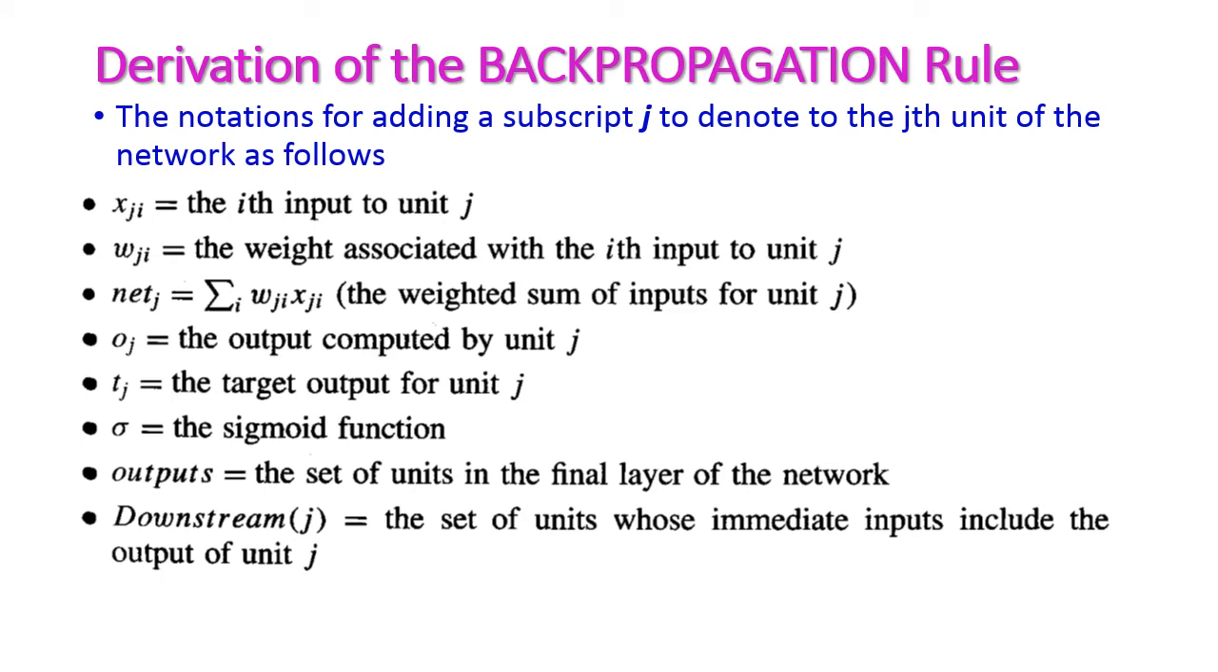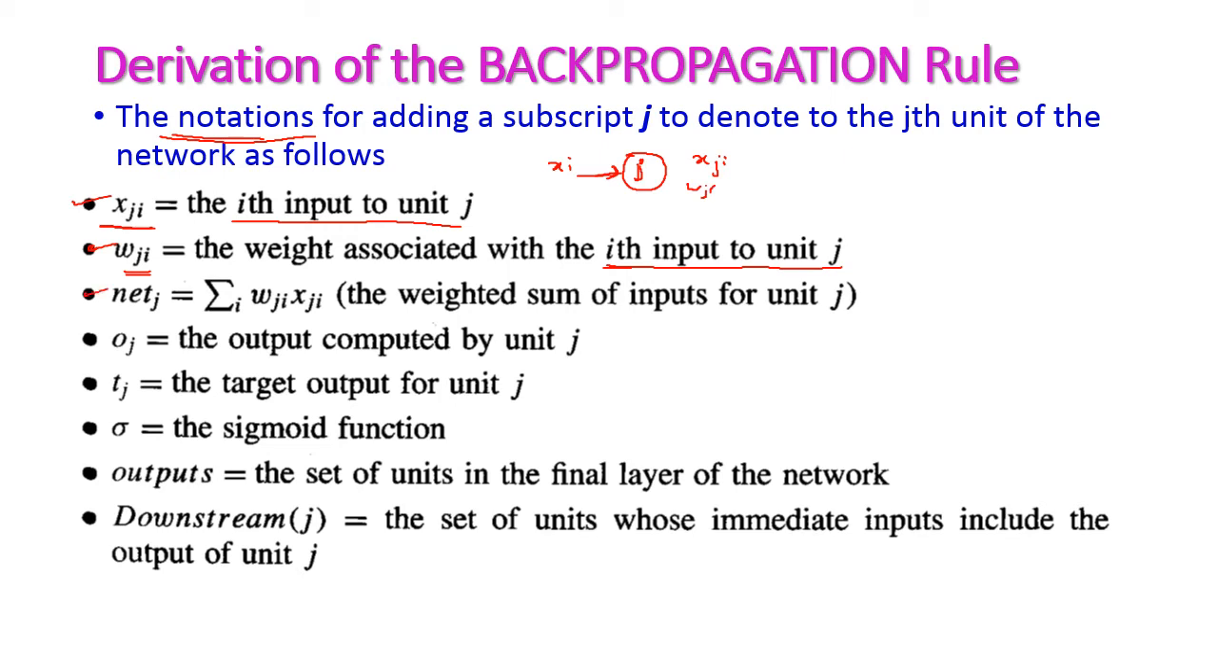Now next let us see the derivation of backpropagation rules. Before deriving the backpropagation, let us see the important notations which are used for this derivation. The first one is xji, that is the ith input to the unit j. For this unit j, the ith input xi is given to the jth unit, hence this is called xji. And the next one is wji, the weight associated with the ith input to unit j.